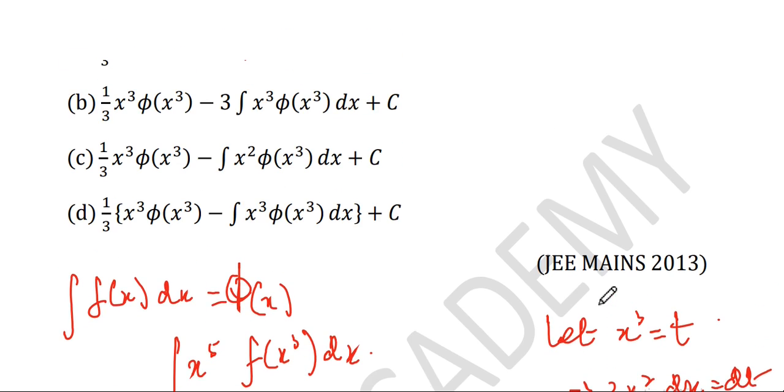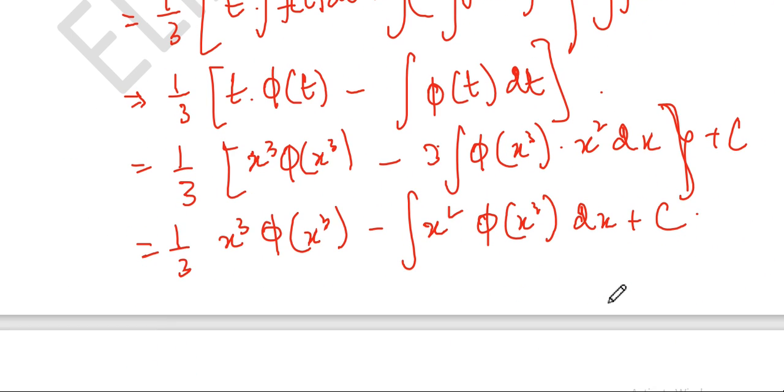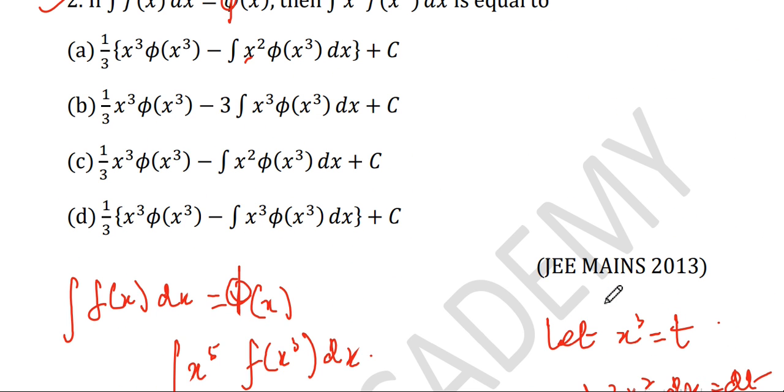So which option is correct? We have x cube, we have phi of x cube, and 1 by 3 was common, 1 by 3 minus integration x square phi of x cube dx. So this is option C.